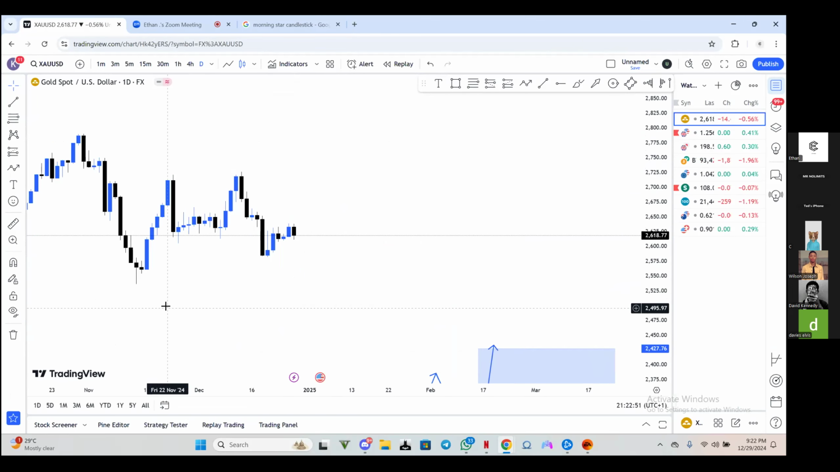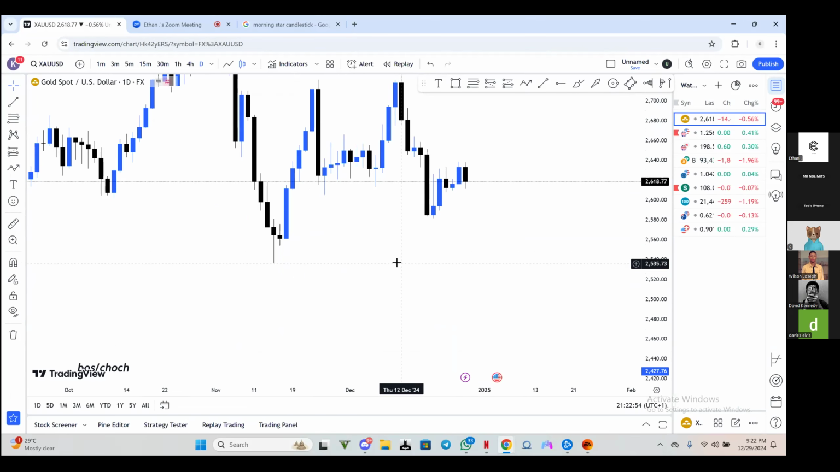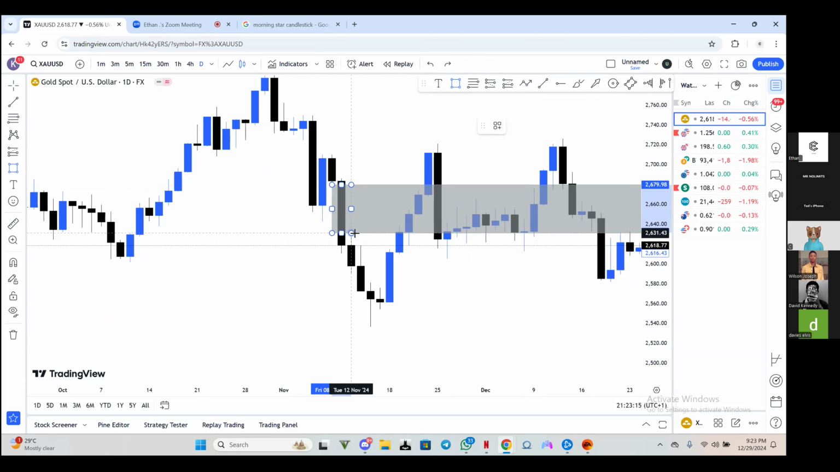A fair value gap is a gap between three candles. When there's a gap between the wicks of three candles, you can see this one, two, three. Now look at this first candle wick. Look at this third candle wick. There's a gap between them. They are not close to each other like this. It is far from each other. So the gap is what you are going to mark out as your fair value gap.